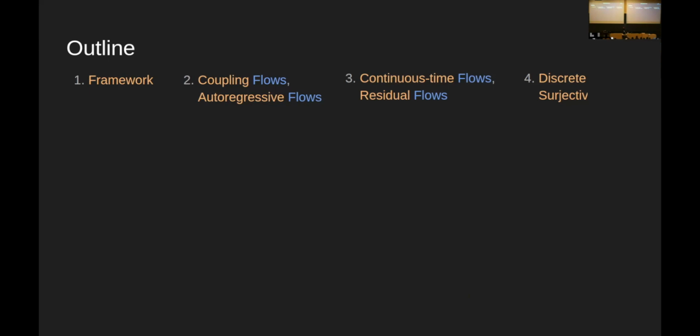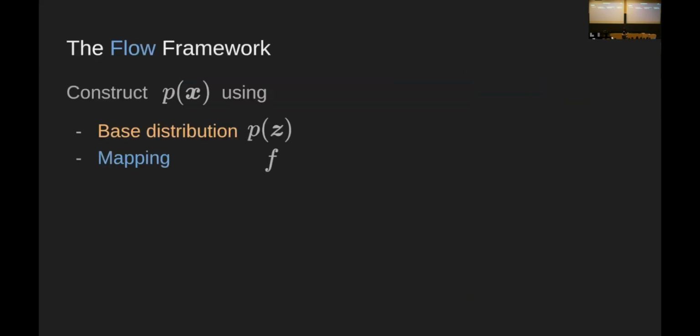And then we'll look at coupling flows and autoregressive flows, which are more practical ways of structuring flows so that you can actually implement them. And then we'll look at more recent developments: continuous time flows, where you use a differential equation to describe the transformation, residual flows where you use invertible ResNets, discrete flows where you work on discrete data, and then surjective flows where you can use non-invertible transformations in your flow.